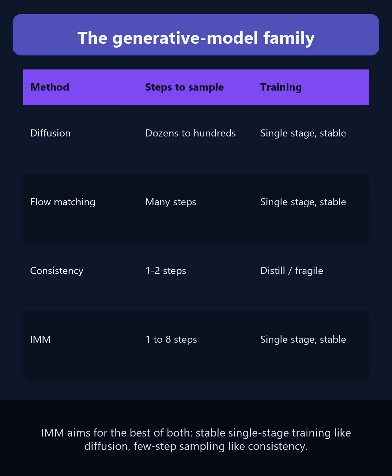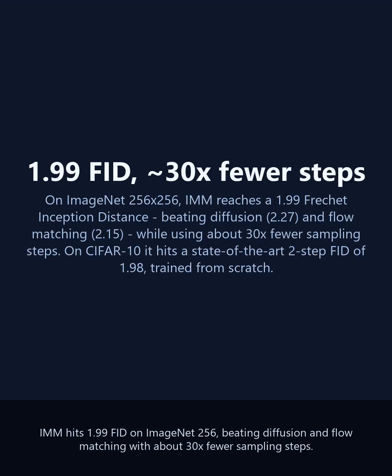Zoom out to the family. Classic diffusion and flow matching are stable to train but slow, needing many steps. Consistency models are fast, but often rely on distillation or fragile training. IMM aims for the best of both. Single-stage stable training like diffusion, but 1 to 8 step sampling like consistency models. It is the first approach in this family to hit that combination cleanly, without a separate teacher network to train and store.